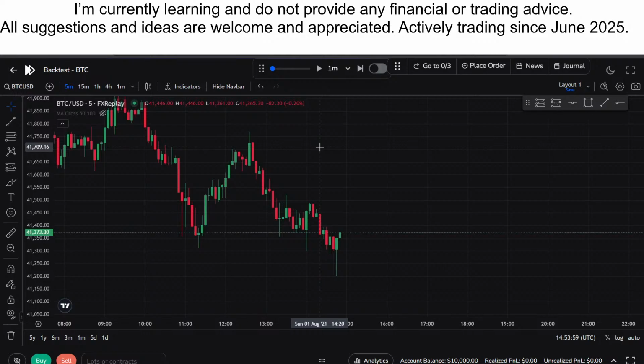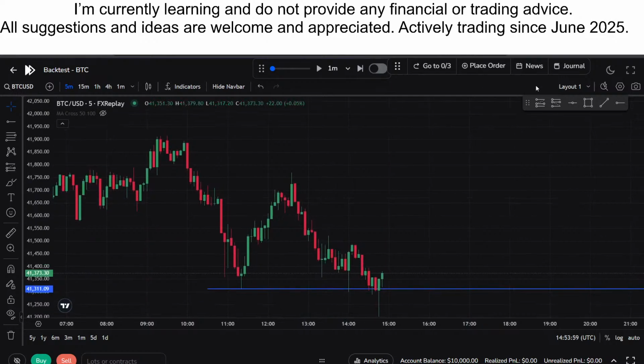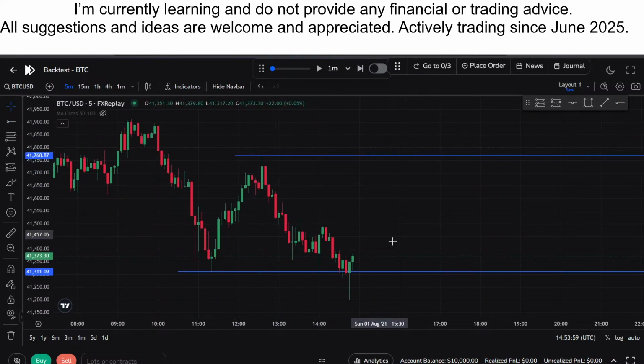I already knew about fair value gap, but I did some revisions on it, and after that I studied about liquidity. So here we can see the liquidity graph. I can already see that there is a high probability of this market going up, and we have another liquidity here.